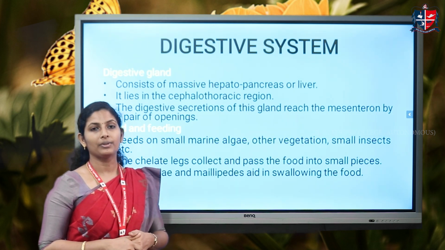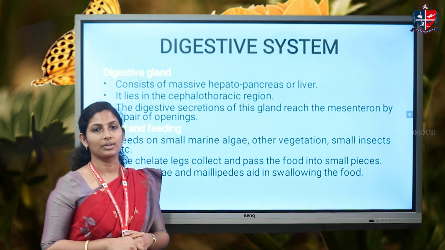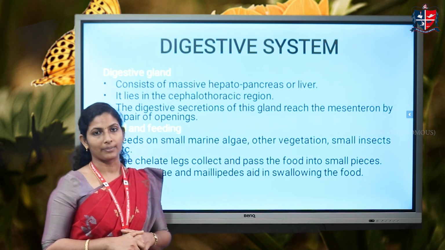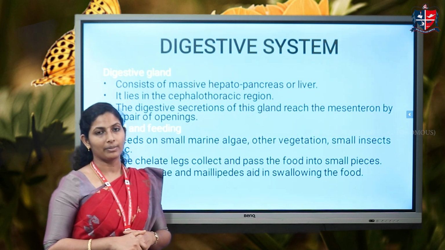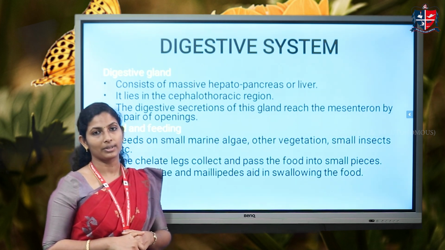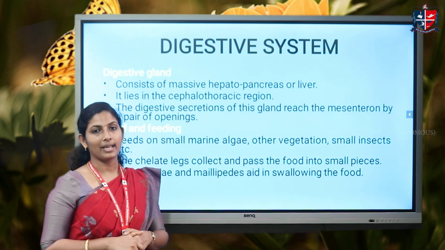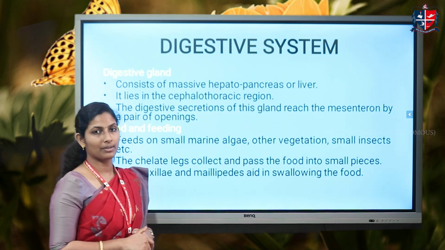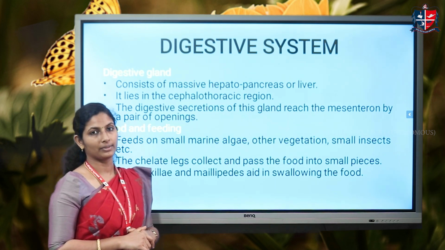About the food and feeding of the Penaeus, it feeds on small marine algae, small insects and other vegetation. The chelate legs catch this food and pass it on to the mouth, and during the passing the food is broken down into small pieces. The maxillae and maxillipeds, which are appendages in the cephalothorax, are responsible for swallowing the food. So this is about the digestive process and digestive system of the Penaeus.